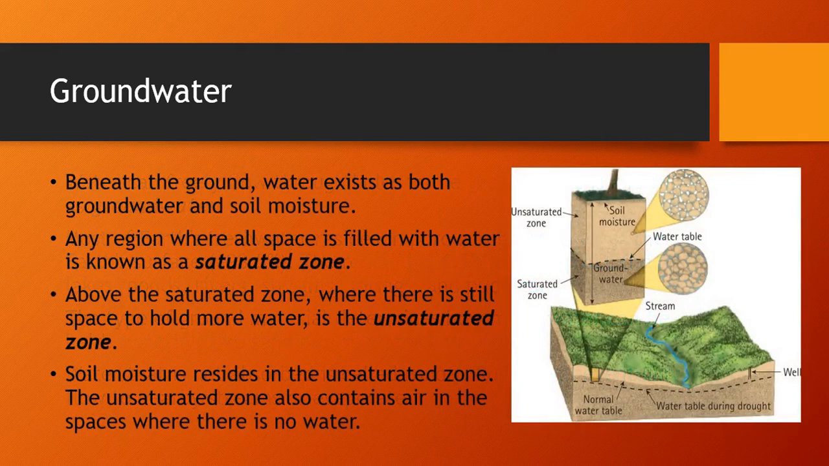If we look beneath the ground, we have two regions of space: regions where there is groundwater present and regions where there is what's called soil moisture. Whenever you have a region where all of the space is filled with water, we call that region a saturated zone. This is where the groundwater resides. Above the saturated zone is a region known as the unsaturated zone, and this is where you'll find moist soil, but not every bit of space is filled with water. So the soil moisture resides in the unsaturated zone. The unsaturated zone also contains air in the spaces where there's no water. It's not completely filled with water.